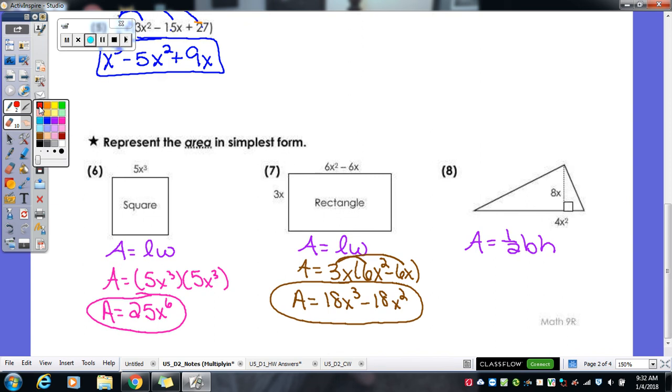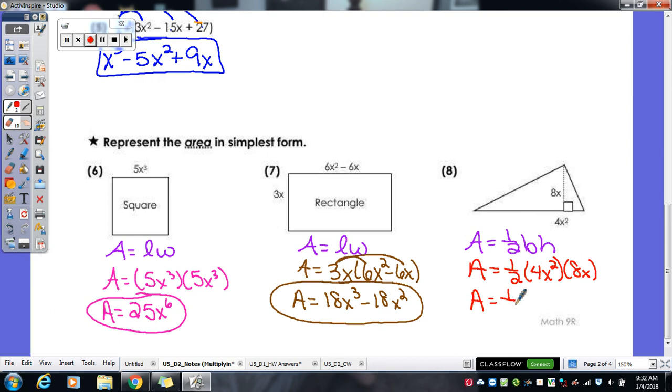So then the last one, area of our triangle. So we got our 1/2. The base is 4x squared. And the height is 8x. Now there's a couple of different ways you can go from here. You could do the 1/2 times the 4x squared and then multiply it times the 8x. Or you could multiply the 4x squared and the 8x first and then times the 1/2. It does not matter which way you go. You're still going to get the same answer.